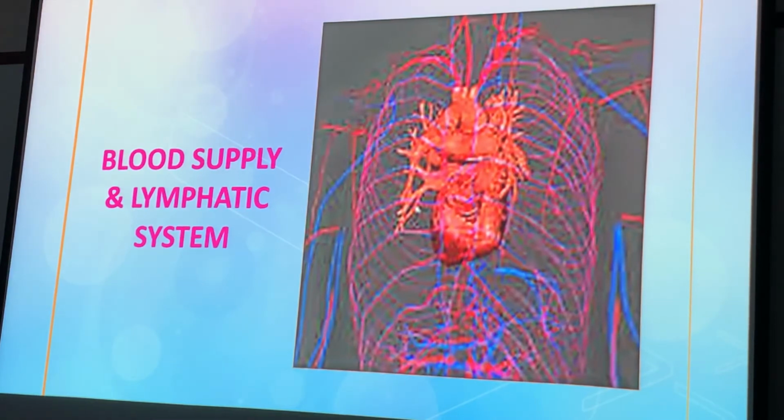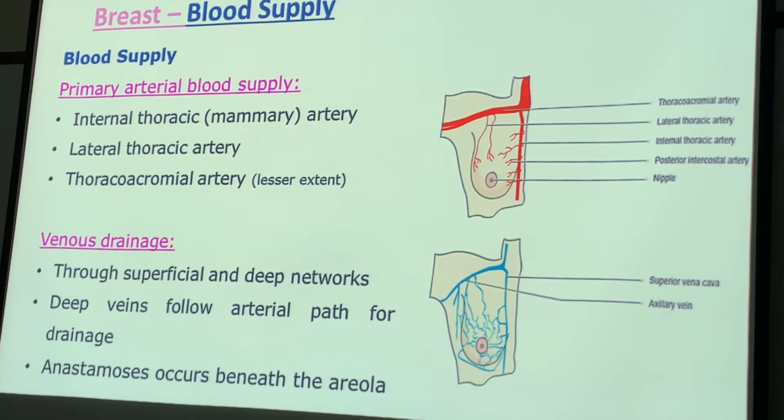Now let's talk about the blood supply, the lymphatic system, and the nerves. So, blood supply, guys, I'm trying to make it as simple as possible. We have the arterial supply right here. The main primary arterial supply that supplies the breast with blood is going to be the internal thoracic, or internal mammary artery. That's going to be the main vessel that supplies blood to the breast. You see it right there? The internal thoracic or internal mammary artery.